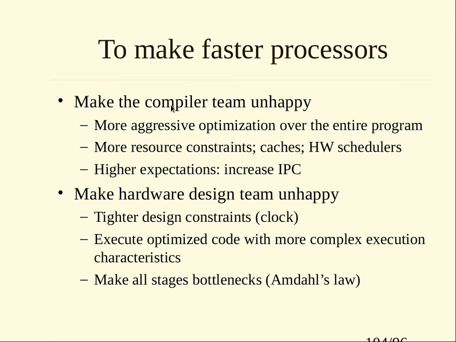So, to make processors faster, to make the compiler team happy: more aggressive optimizations for the entire program, more resource constraints, caches, hardware schedulers, and higher expectations, right? To make us hardware people happy: tighter design. So we want the clock to be as fast as possible. We want to execute optimized code, more complex execution, and make all stages the bottleneck. You remember at the beginning I had different numbers. We want every stage to be very, very close timing-wise in order to make our processors as fast as possible. Okay.